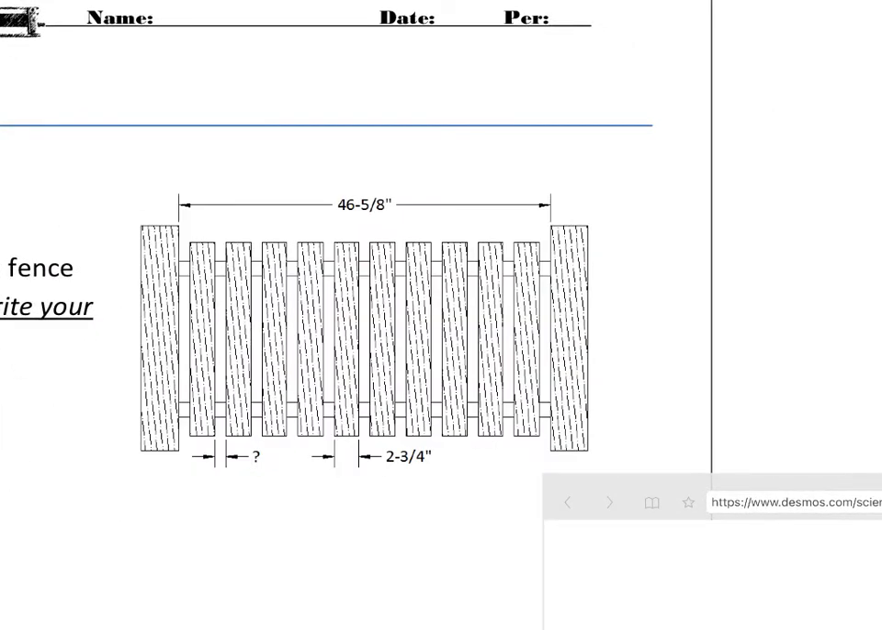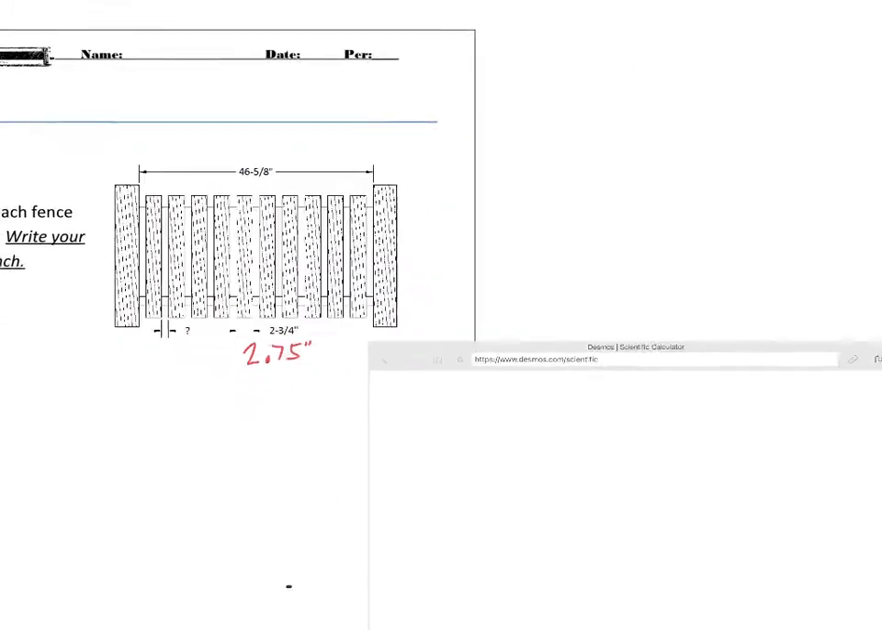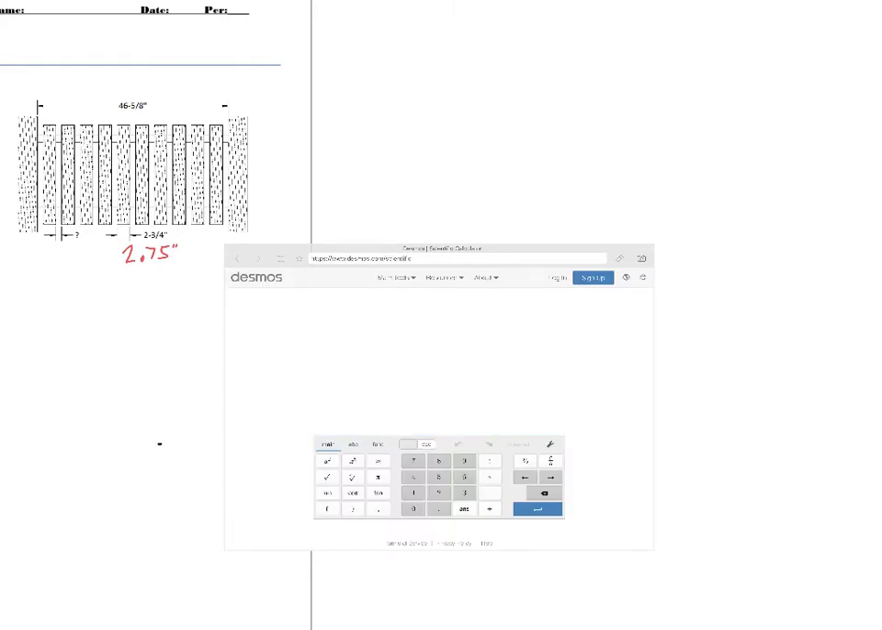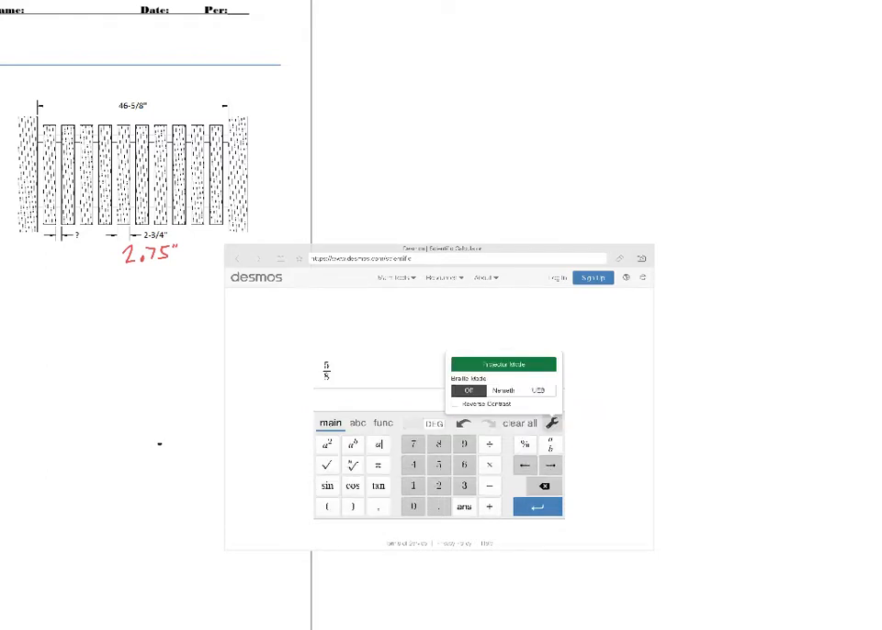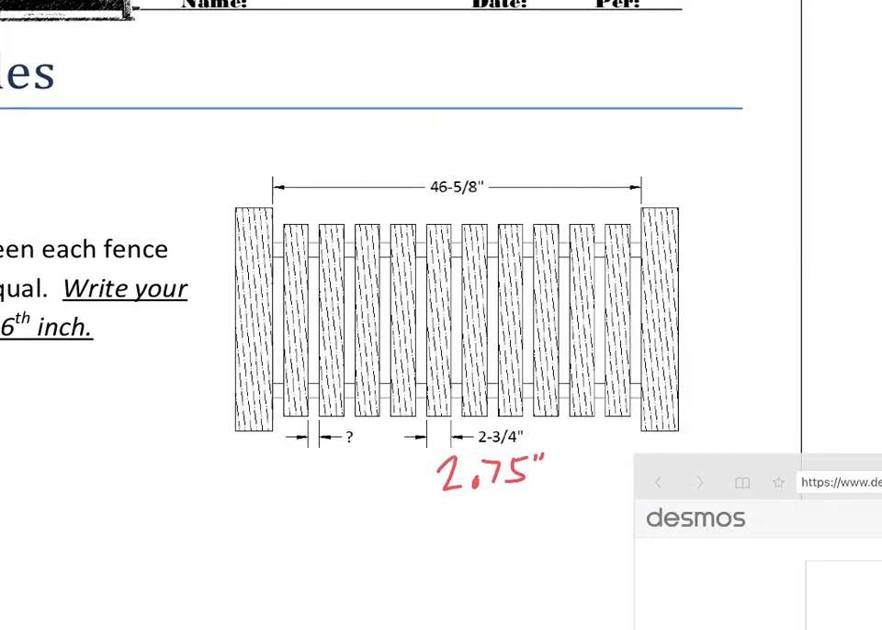So we need 2 3/4. Well, 2 3/4 we're familiar with. That's 2.75 inches. And 46 5/8, well, that one we're maybe not so familiar with. So we can go to our calculator and do 5 divided by 8, and that's going to give us, let's see if we can see it here. There it is, 0.625. Okay, so this is 46.625.